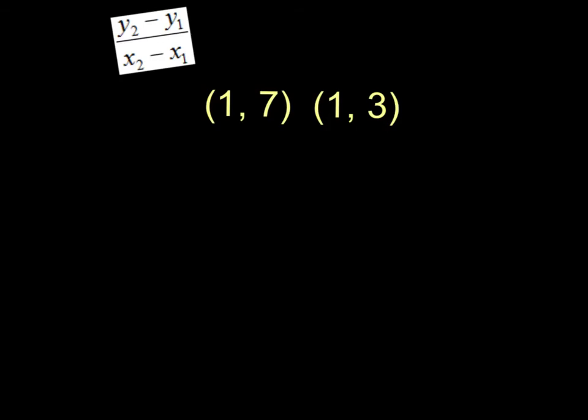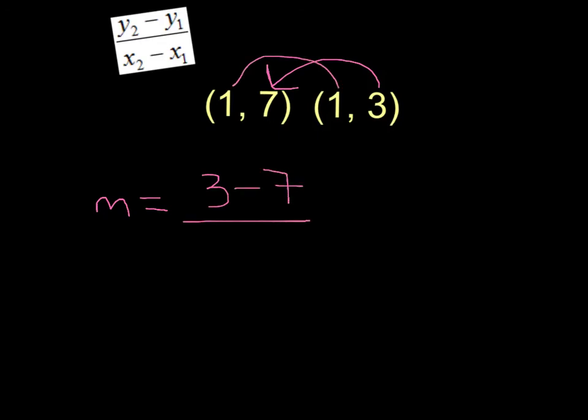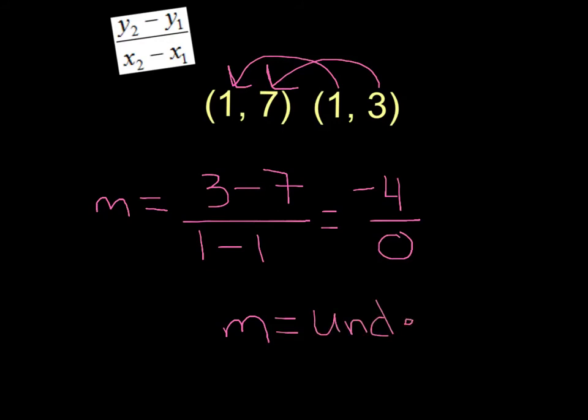Alright, in this one, it's another special case, but let's just go ahead and solve using the formula. 3 minus 7, those are my y values, and then divided by my x values, which is 1 minus 1, negative 4 divided by 0, and red flag, you can never divide by 0, so what do you think the slope is in this case? It is undefined.